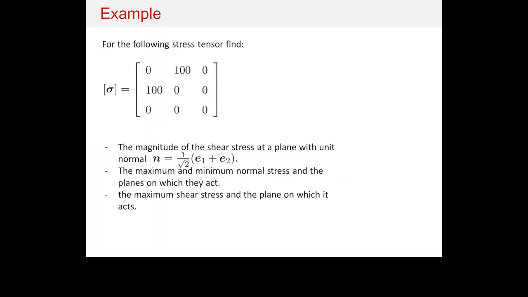So the shear stress on this plane is equal to 0. I have found the first part. Now I need to do the second part: the maximum and the minimum normal stresses and the planes which they are active on. To do this, I need to find the solution for the eigenvalue problem to find the principal stresses.